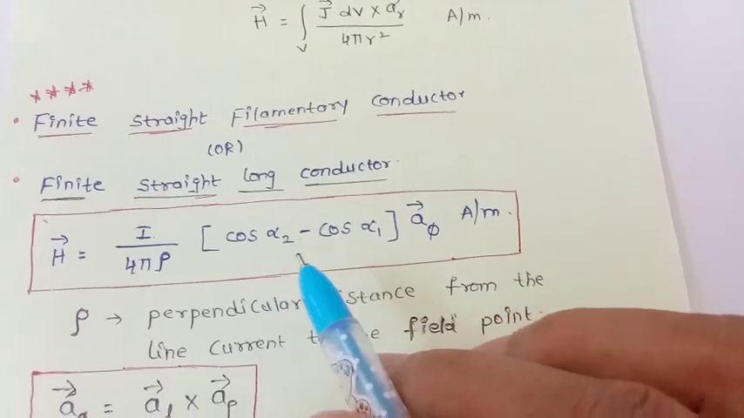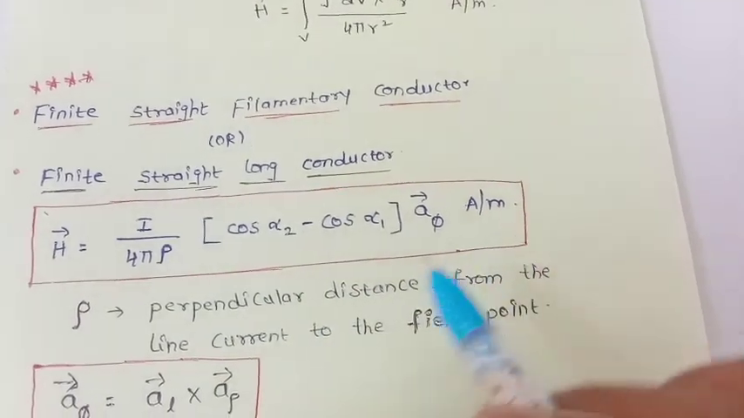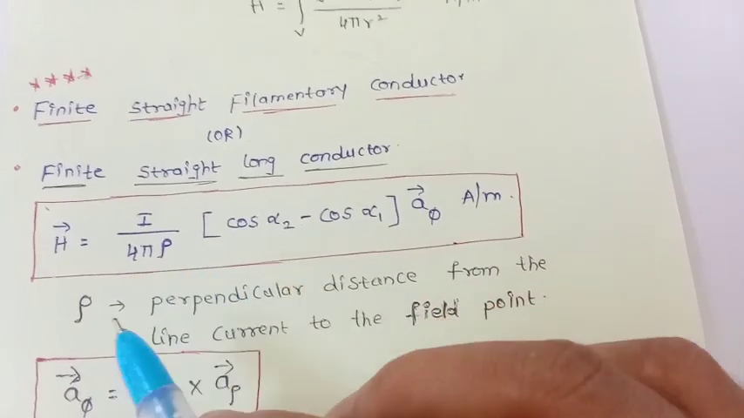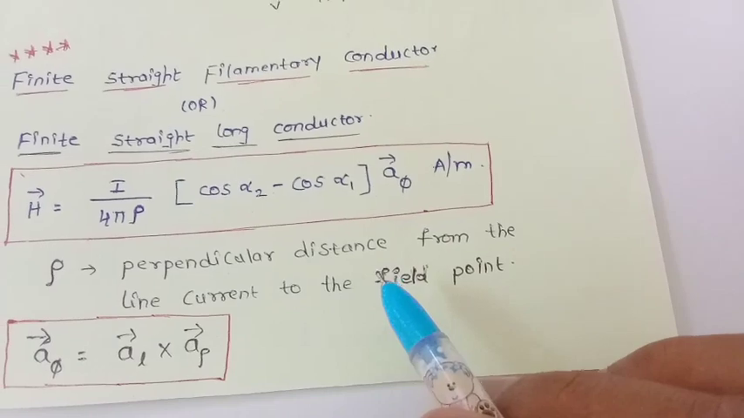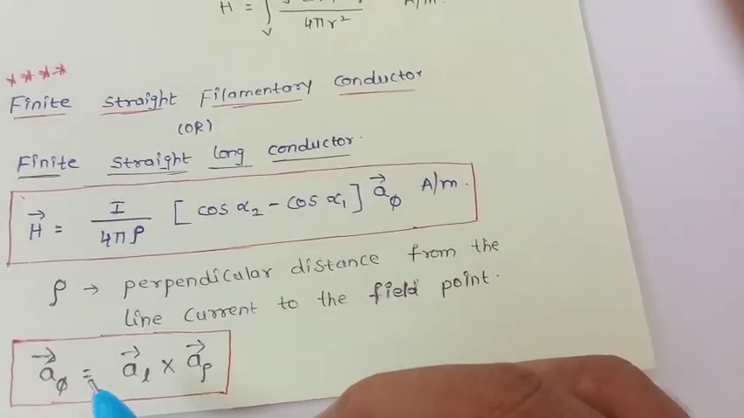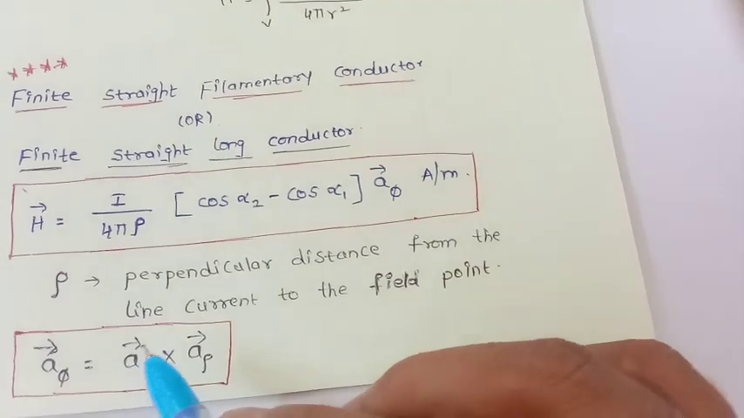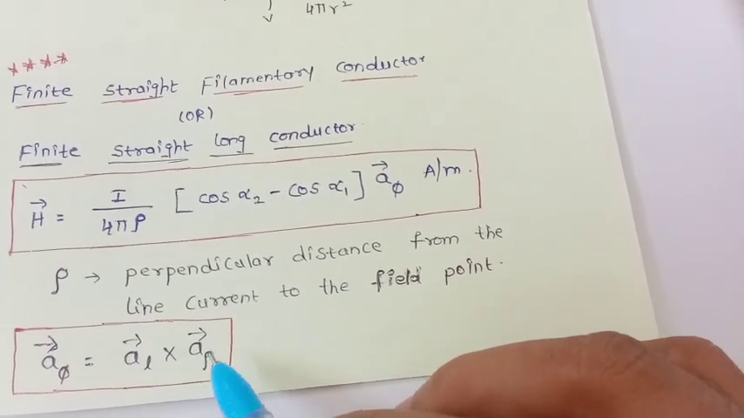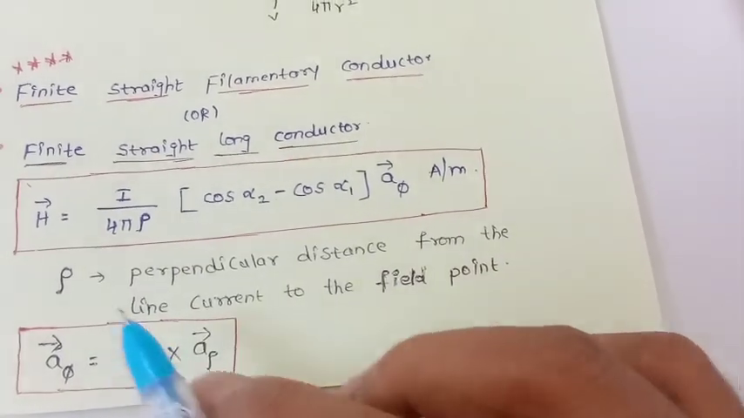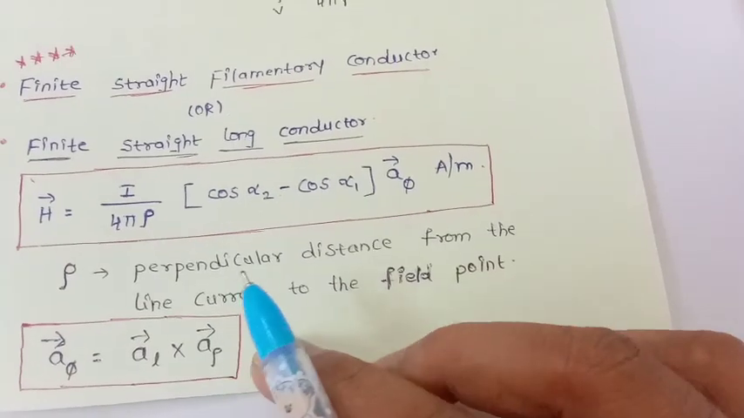Now we know that the finite straight long conductor magnetic field intensity is equal to I upon 4 pi rho, cos alpha 2 minus cos alpha 1, unit vector along phi direction, ampere per meter. Very important one: rho is the perpendicular distance from the line current to the field point. Then unit vector along phi direction is equal to unit vector along the long conductor cross unit vector along the rho direction, where remember that rho is the perpendicular distance. Once again I am saying that rho is the perpendicular distance.